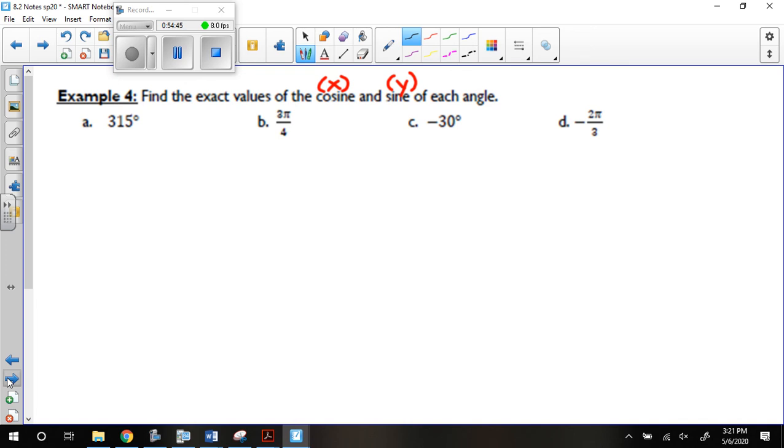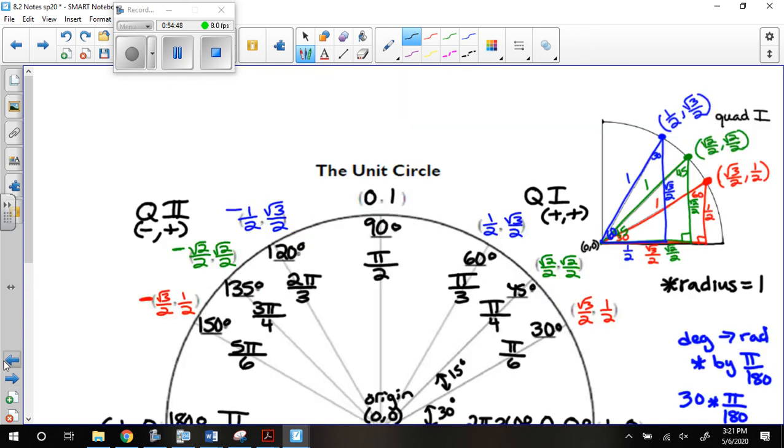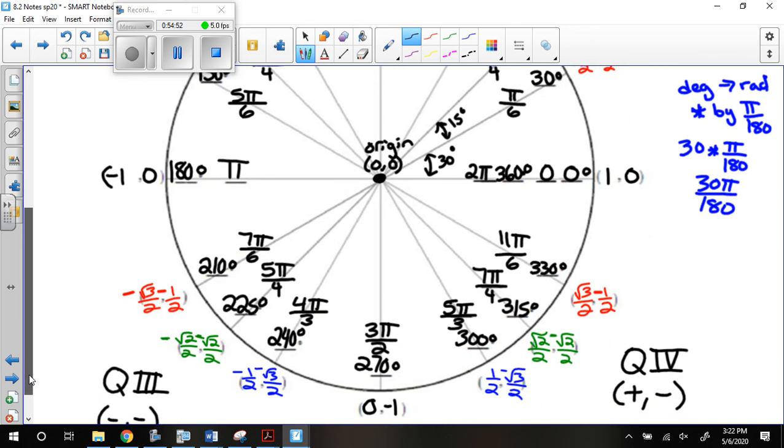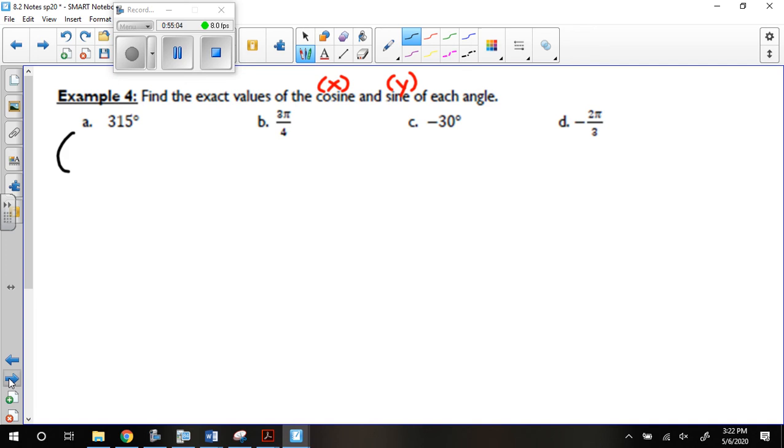Okay, 315 degrees. I'm going to go back to my unit circle, find 315 degrees, which the ordered pair at 315 is this one, square root of 2 over 2, negative square root of 2 over 2. So I'm going to write that down. We've got square root of 2 over 2, negative square root of 2 over 2. This is your x value, this is your y value.